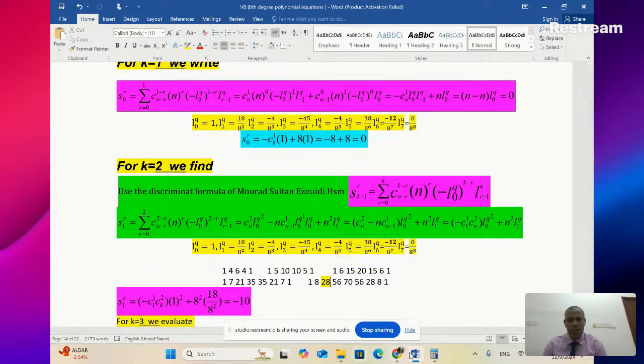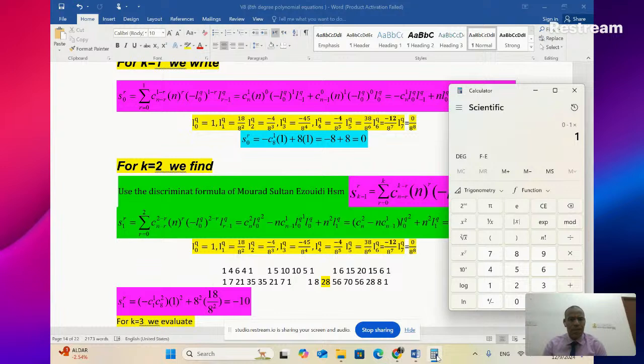Okay, I will go back. Multiply by what? By 28. Multiply by 28. Then plus 8 multiplied by 8 squared, multiplied by 18, divided by 8 squared. 8 squared divided by 8 squared is going to be a ratio of 1. So that means it is going to be equal to 1.